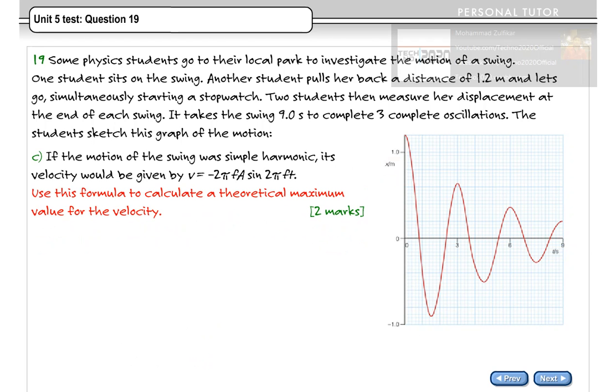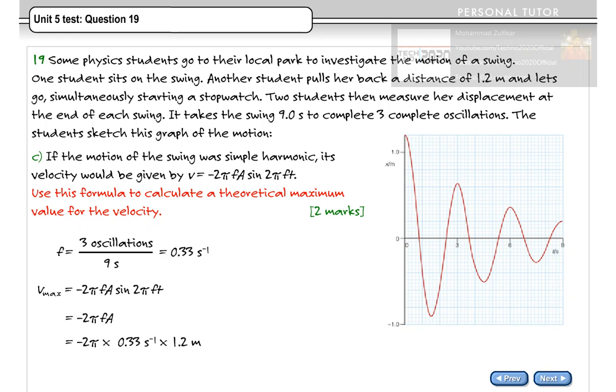In Part C, before we use the SHM equation, we need to calculate the frequency f of the swinging motion. That's how many oscillations there are in 1 second. Now we can substitute into the equation for simple harmonic motion. Remembering that the maximum value a sine function can have is 1, this simplifies to v max equals minus 2 pi multiplied by the frequency and the amplitude. Substituting our values, the maximum velocity works out to be 2.5 meters per second.